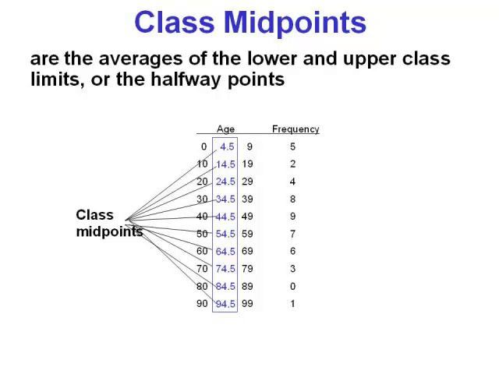And then the class midpoints are the halfway points in the classes. So from 0 to 9, the midpoint would be 4.5. From 10 to 19, the midpoint would be 14.5. You're actually averaging the two numbers, so 10 plus 19 divided by 2 would give you the 14.5. So midpoints are the halfway points in the middle of each class.